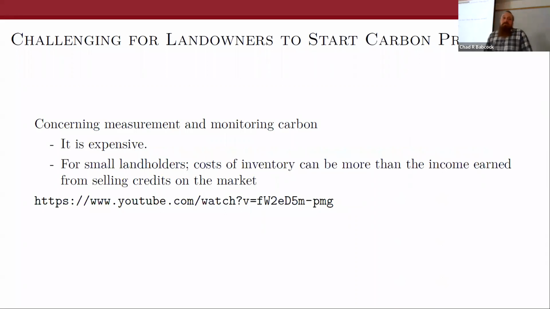So again, I'm focused largely on the measurement and monitoring of carbon. This is a very expensive thing to do, especially if you're a small forest landowner. A lot of times the costs of going in and repeatedly inventorying the land can be more than the actual income generated from selling the credits on the market, which leaves these small landowners out of the mix when we're talking about enrolling people in these programs. And I'd like to show a fun little video here of a verification company.